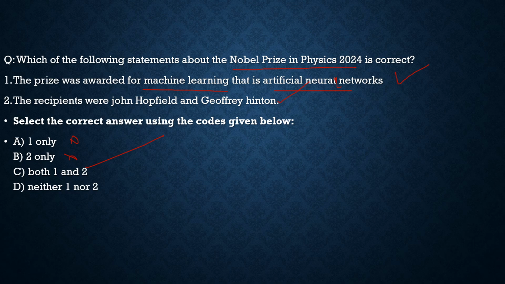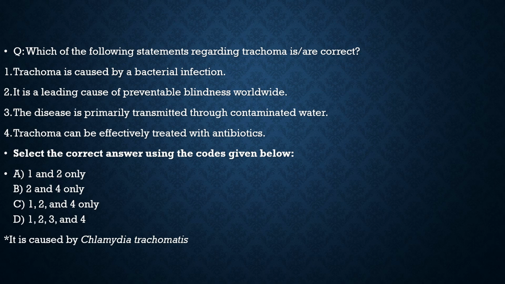Last question with respect to the current affairs today. It is about which of the following statements regarding trachoma is/are correct. First statement, trachoma is caused by a bacterial infection, 100% correct, and the bacteria which causes it is Chlamydia trachomatis. So the first statement is 100% correct. Statement 2, it is a leading cause of preventable blindness worldwide, correct, and India has eliminated it.